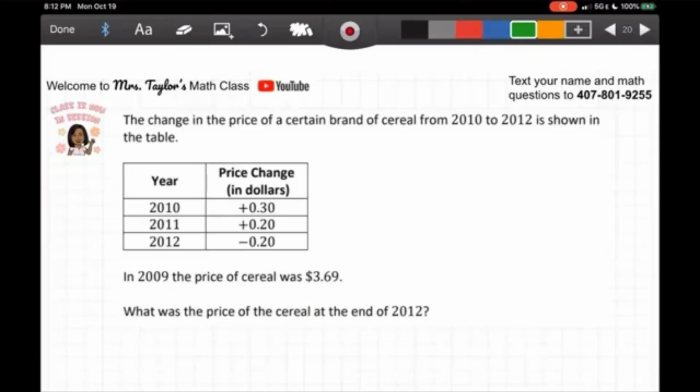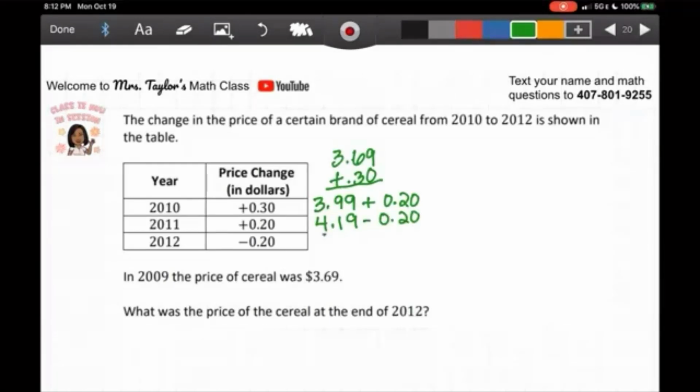All right, let's just start. Let's put 3.69. Let's add 30 cents. And so at the end of 2010, it was $3.99. So now let's add on 20 cents. And now you have $4.19. And then now let's subtract 20 cents. And you're back down to $3.99. So what was the price of the cereal at the end of, I mean, of 2012 is going to be $3.99. Let's keep going.